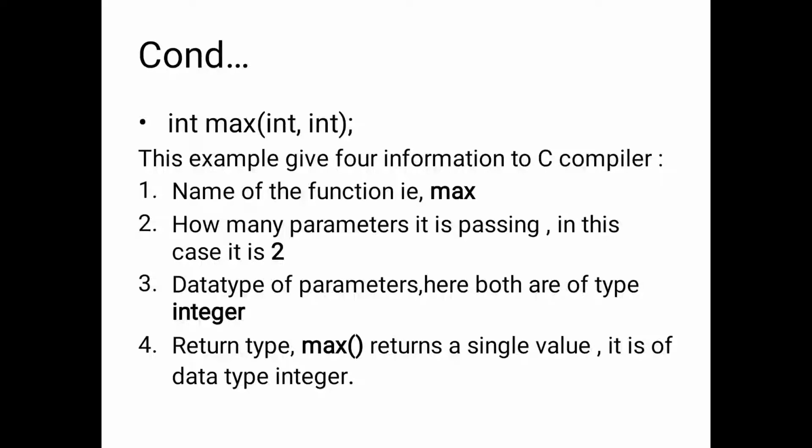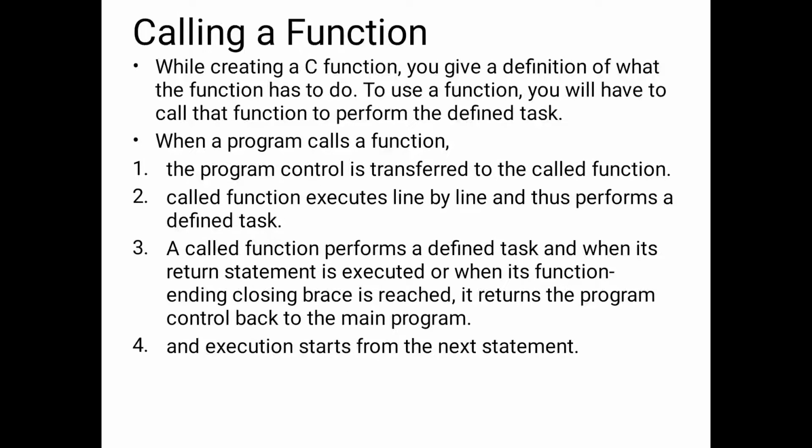How many parameters are being passed? There are two parameters, int and int. The data types of the parameters are both integer, so here both the numbers are integers. Then the return type: max returns a single value. It is of the data type integer, because here you are taking integers and passing them as parameters. That is why the return type is of the data type integer.